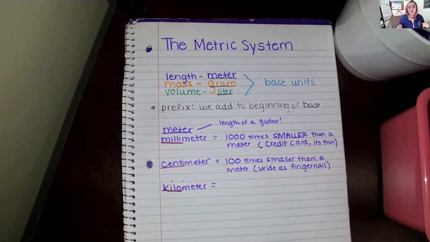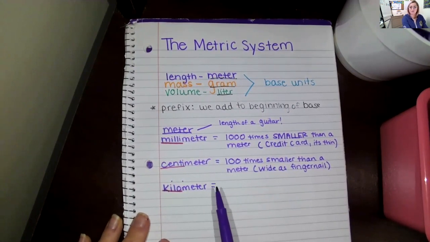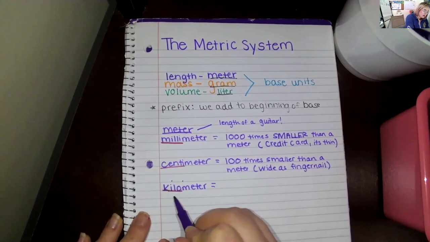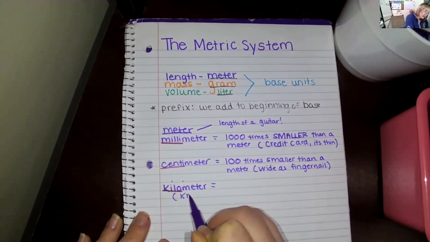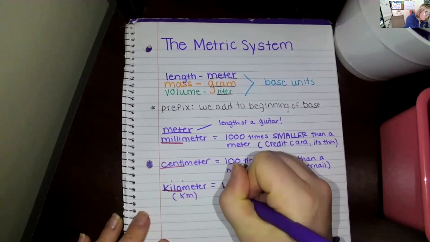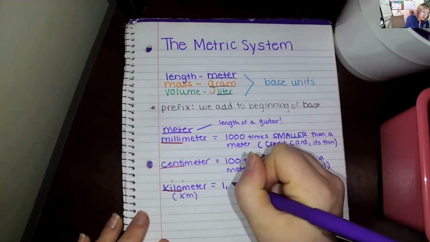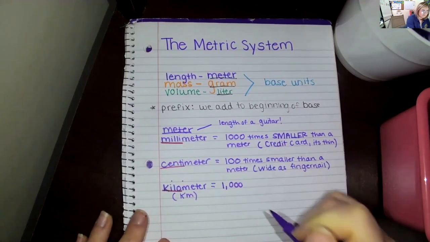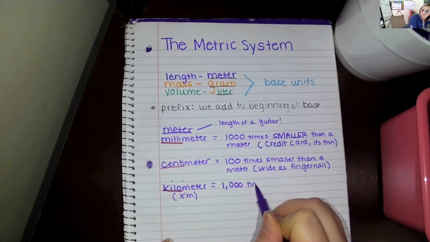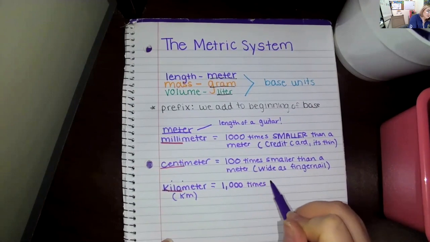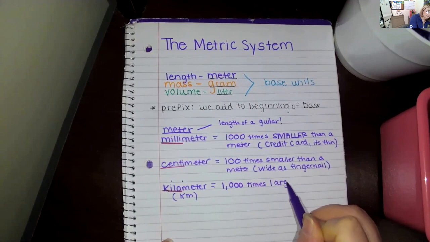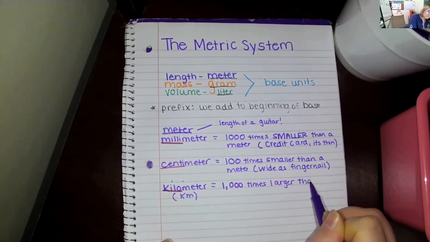Okay. A kilometer, this is actually larger than a meter. So a kilometer, and I actually realized I have not been writing the abbreviation, so I'll write it for this one. A kilometer, which we abbreviate as km, is actually 1,000 times as large, or 1,000 times larger, let's say, than a meter.